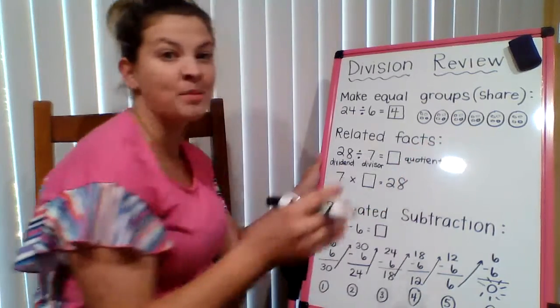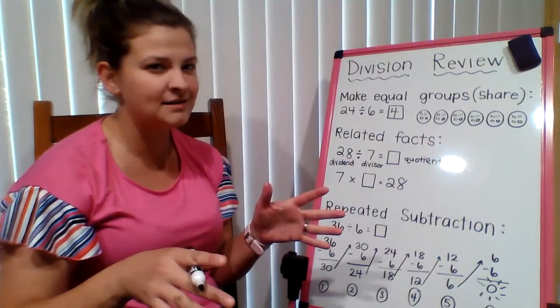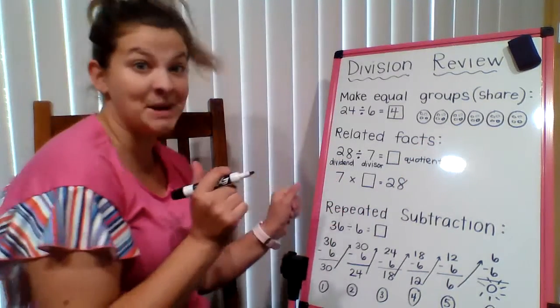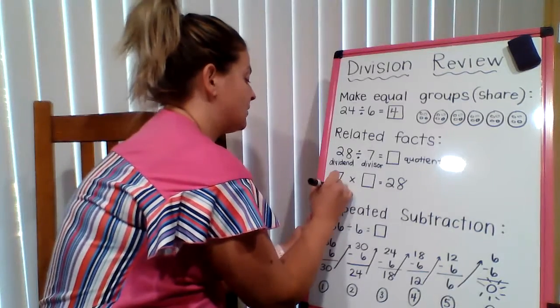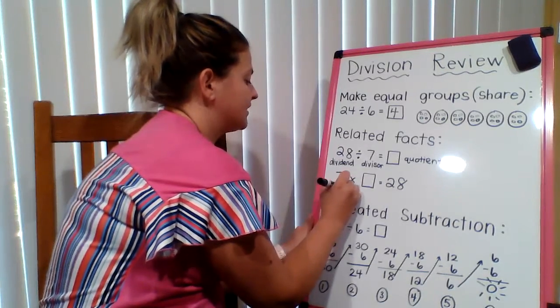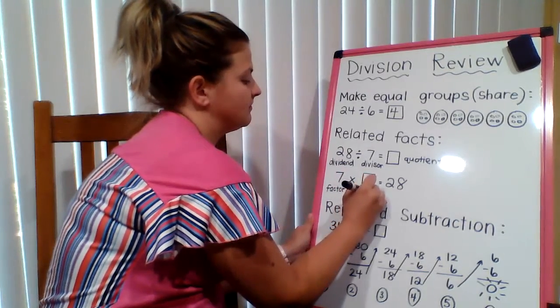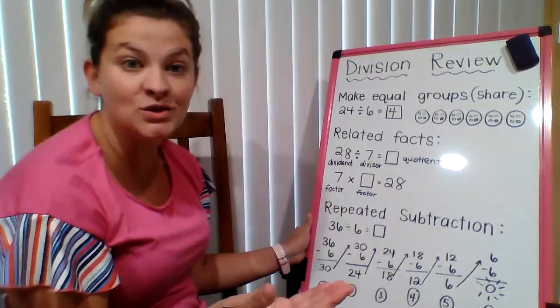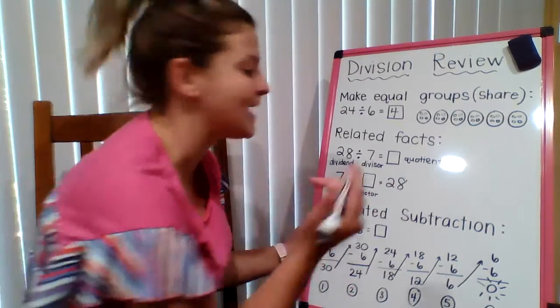Do we remember what the parts of a multiplication problem were called? They have the same name. So, factor 1, factor 2, and finally, the answer to a multiplication problem is called a product.